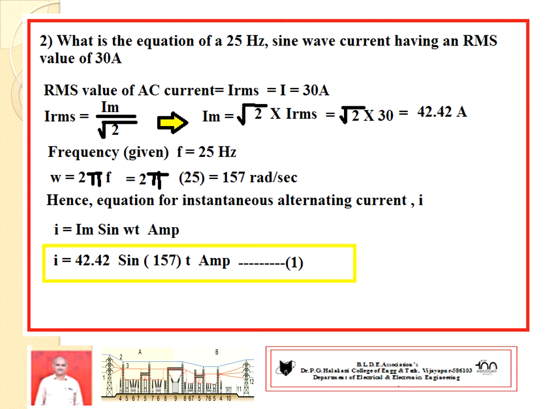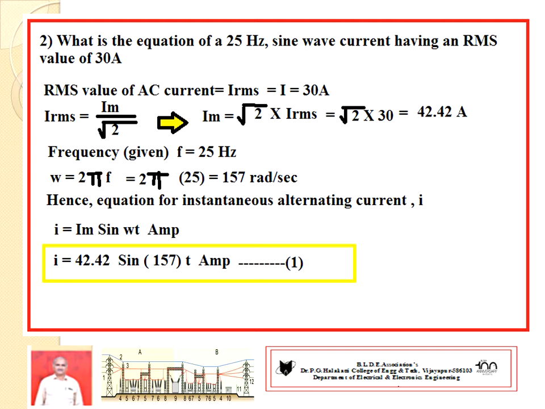Now you can assume the RMS value of an alternating current equal to Im by root 2. I RMS equal to Im by root 2. So it is possible to determine the maximum value. Therefore, Im equal to I RMS into root 2. It becomes 42.42 ampere, because 30 ampere is the given RMS value of current. Hence, indirectly the maximum value is available.